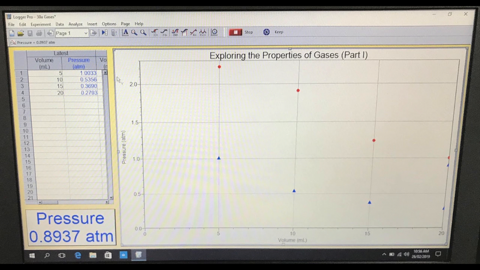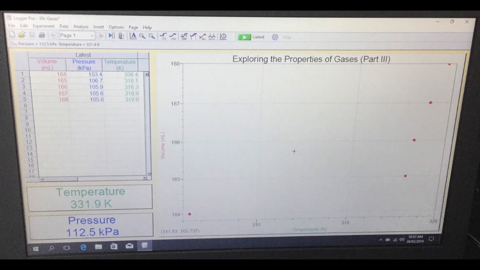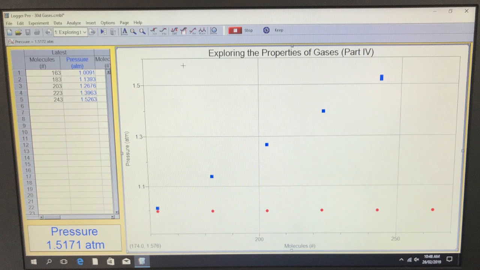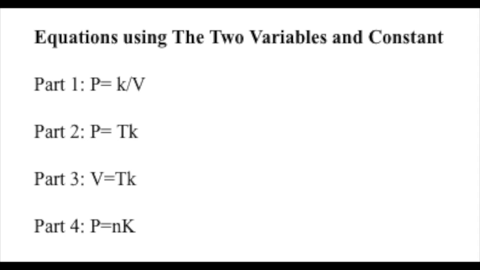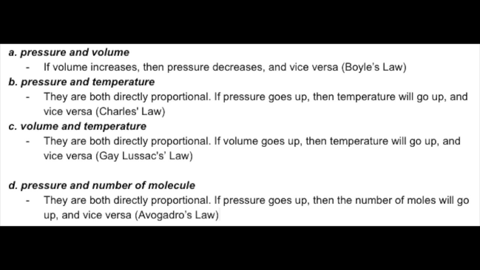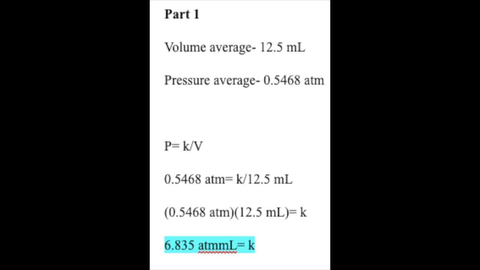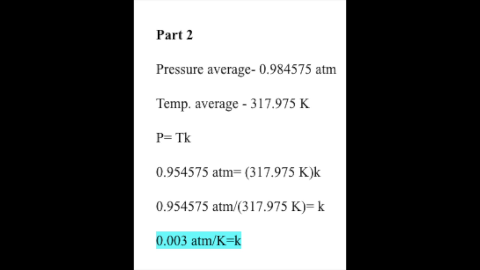To analyze our data, first we had to sketch a graph that describes the mathematical relationship between the two variables from each station. Then for each of the 4 parts of the experiment, we wrote an equation using the 2 variables and a proportionality constant k. Here are the relationships between the gas properties of each of the 4 stations. We then calculated the constant k for each of the 4 gas laws that were tested.